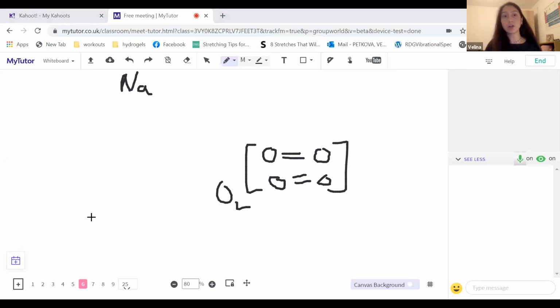A molecule is a compound that has covalent bonds. Yeah, brilliant. NaCl would be an ionic compound.